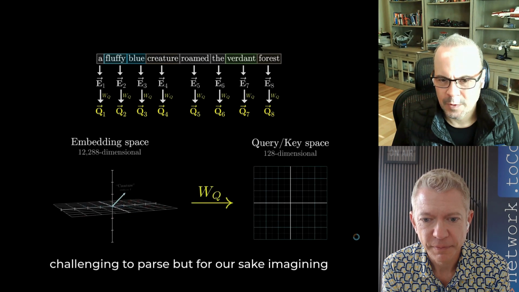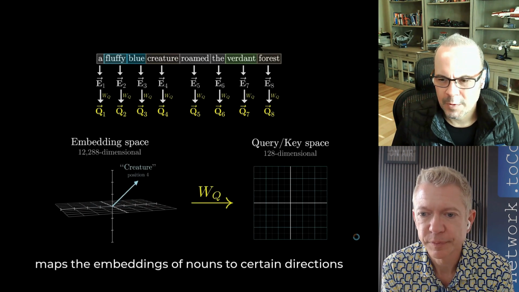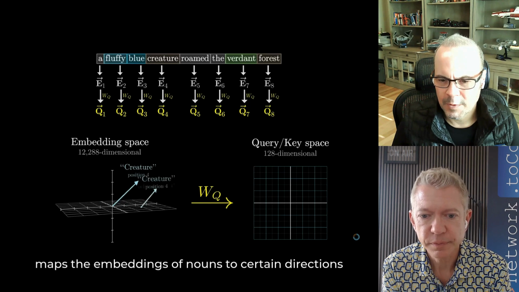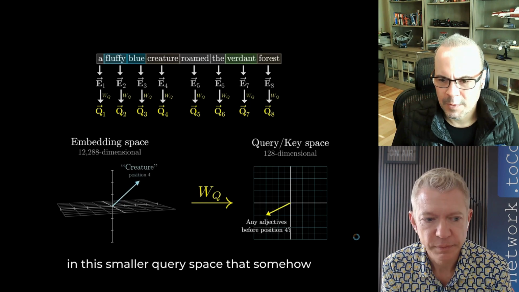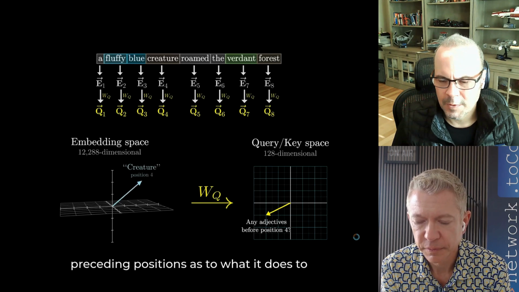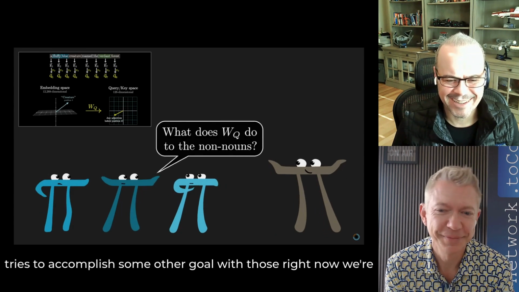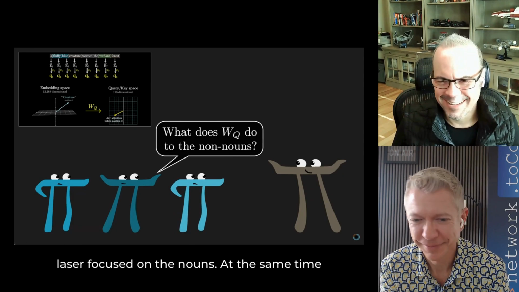But for our sake, imagining an example that we might hope it would learn, we'll suppose that this query matrix maps the embeddings of nouns to certain directions in this smaller query space that somehow encodes the notion of looking for adjectives in preceding positions. As to what it does to other embeddings, who knows? Maybe it simultaneously tries to accomplish some other goal with those. Right now, we're laser focused on the nouns.